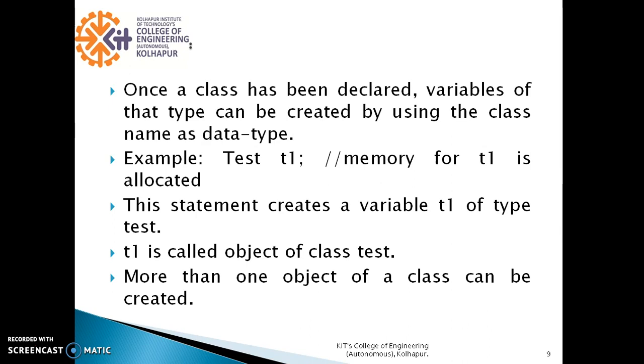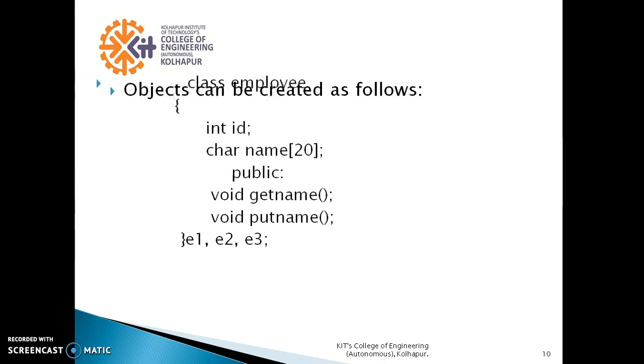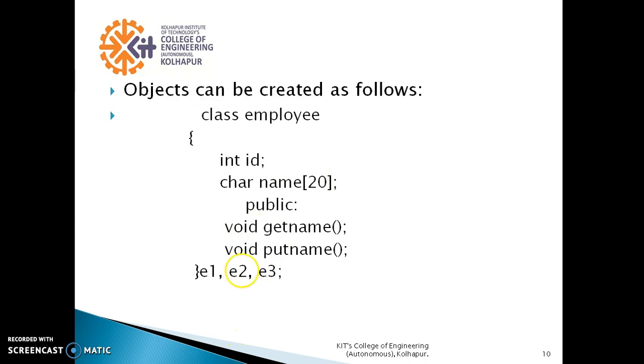Here only one object has been created, that is T1. We can create more than one object as, see now, here what we have done, we have created more than one object, that is E1, E2 and E3. These are the three objects which we have created.